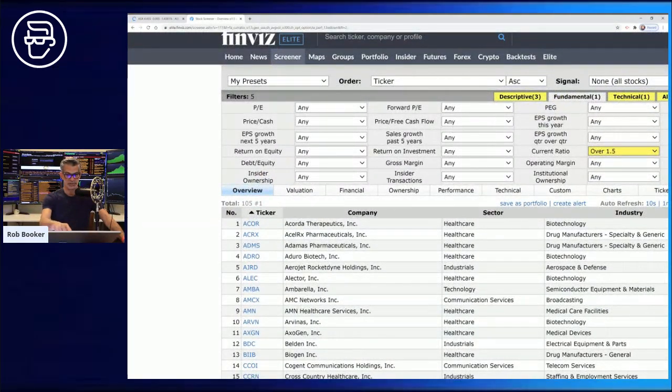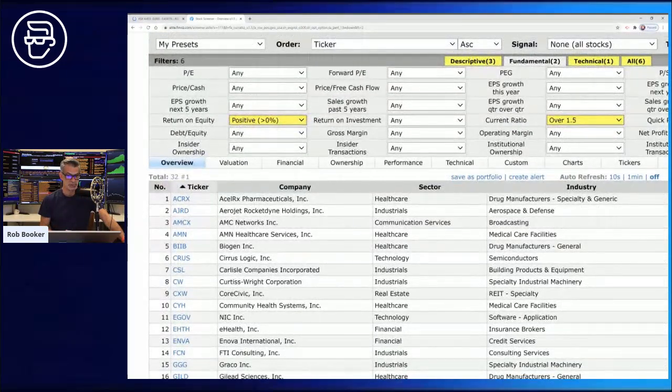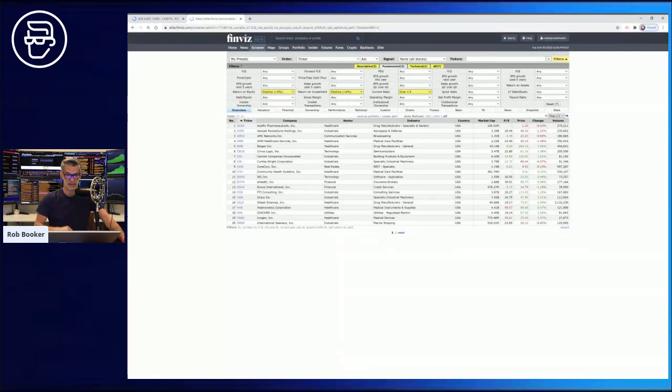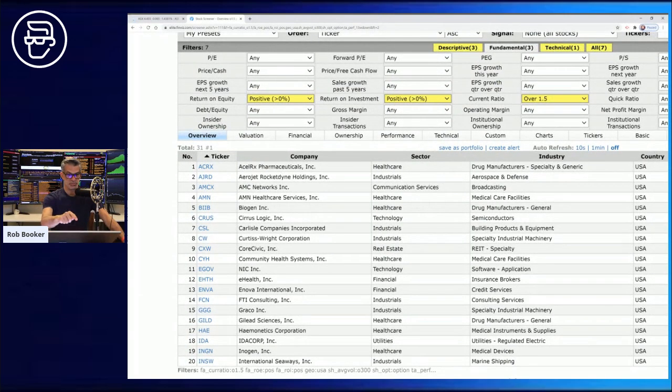Let's look at a positive return on equity. That takes us down to 32 stocks. Now we're really cooking with gas here. Let's say a positive return on investment. This is a really good indication of whether or not a company can survive. This is good. Now let's do something else.